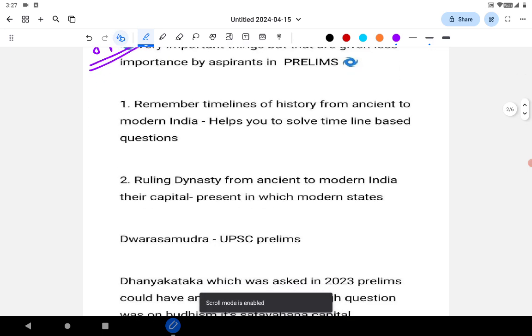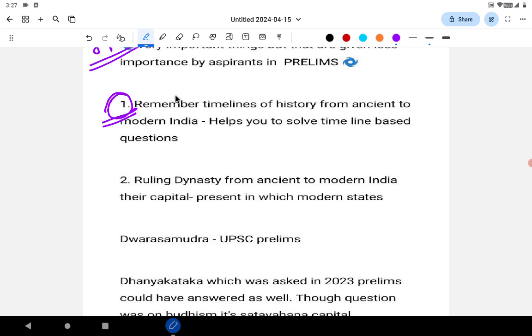The first and the most important thing is the ancient India, medieval and also the modern India. Please try to know the timeline of empires, the timeline of important events from the ancient India to the modern India. Like Vijayanagara, Delhi Sultanate, Shatavahanas, different kingdoms, the Yadavas, etc.